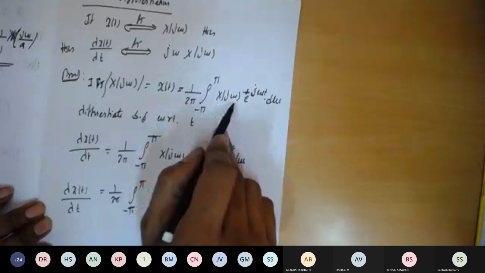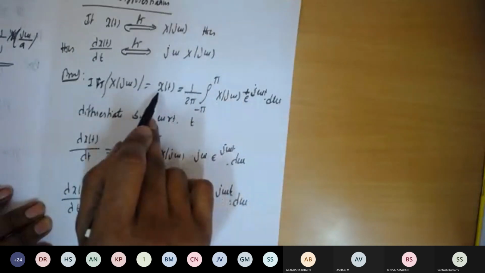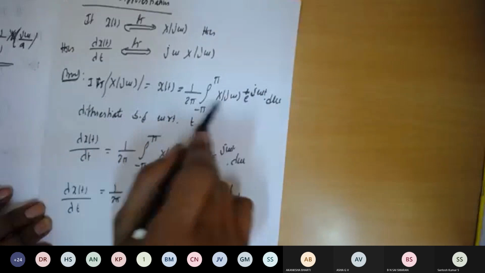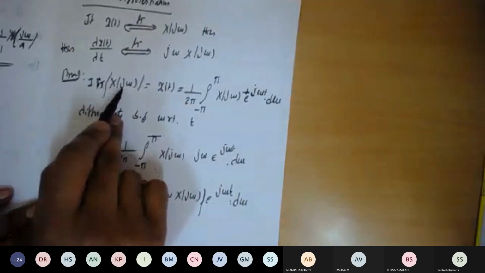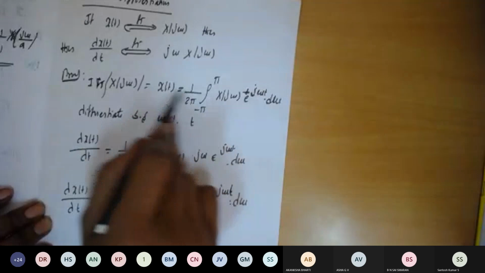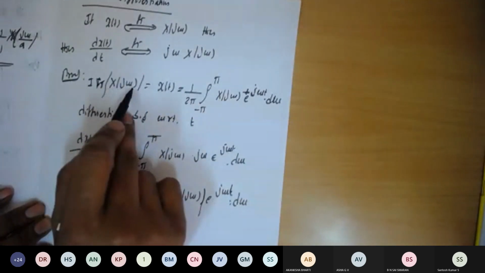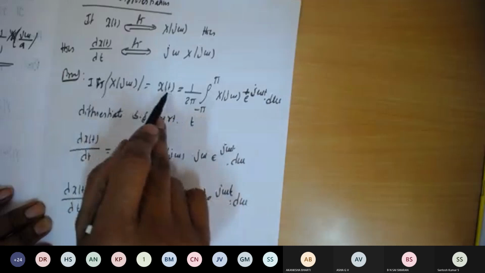Here x of j omega is the input for the inverse Fourier transform formula, and the corresponding output will be x of t. So I have written this as the inverse Fourier transform of x of j omega. x of j omega is the input, so we are going to get the output as x of t. That is equal to x of t.